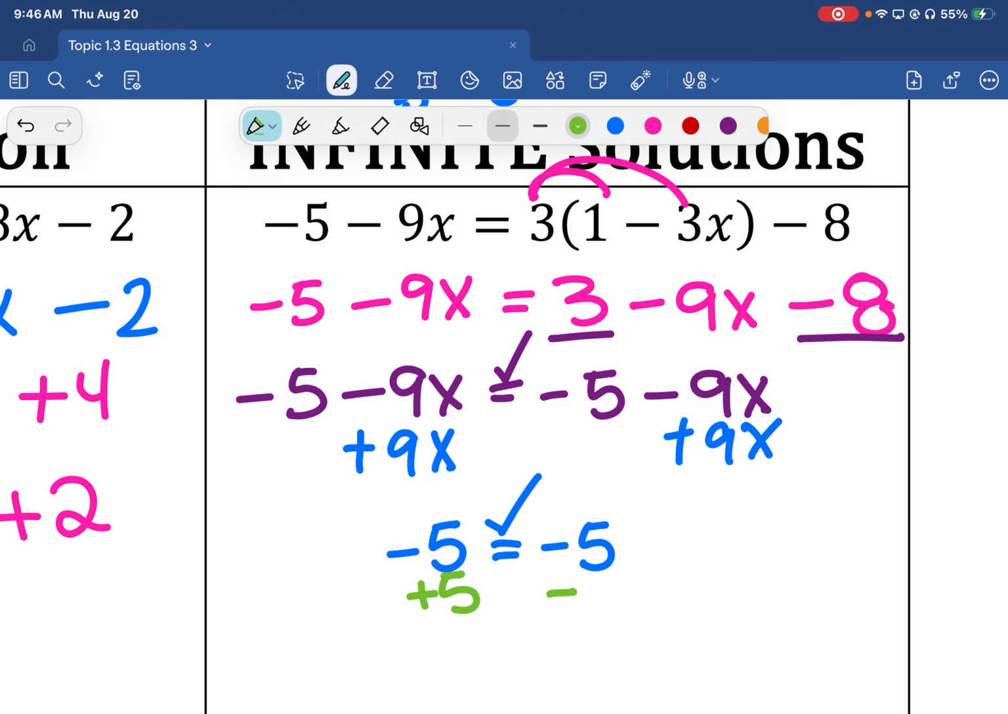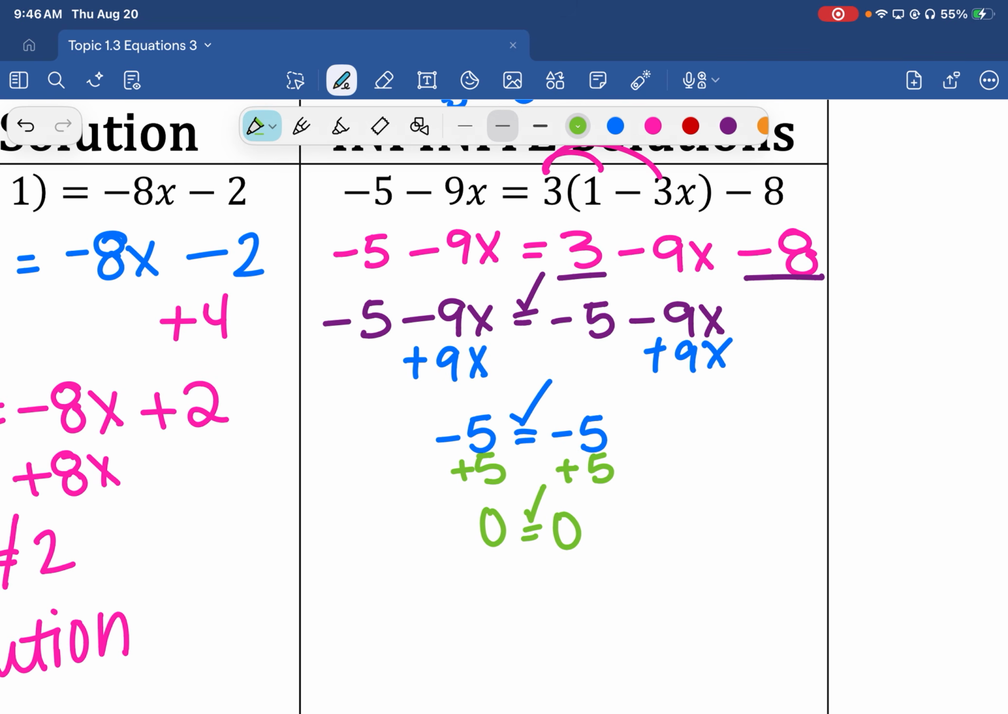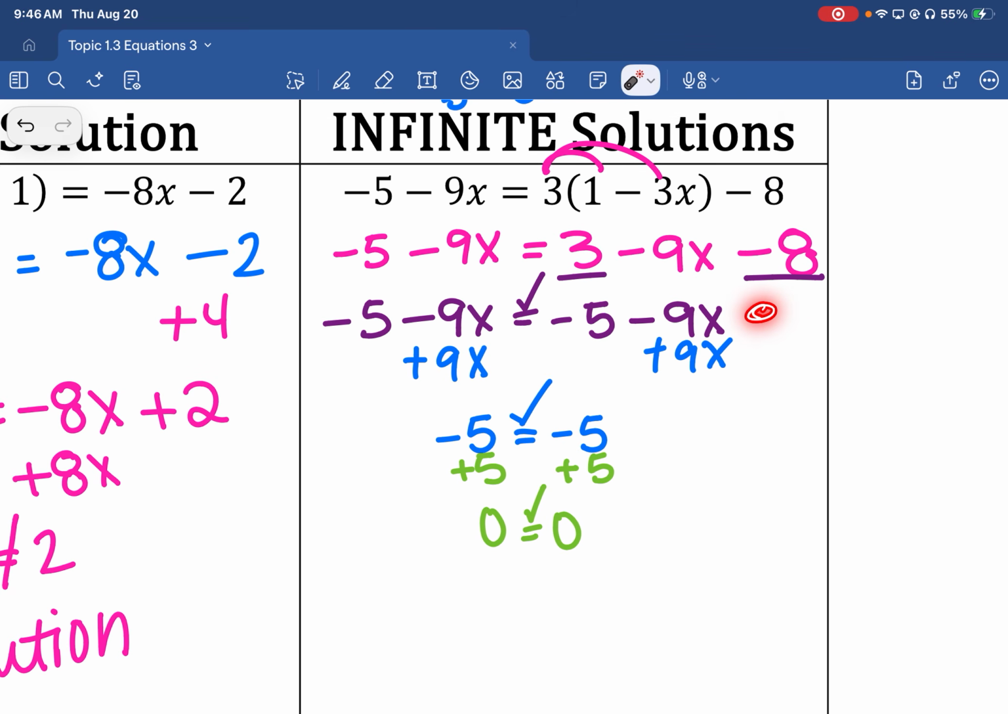Add 5 on both sides. What is negative 5 plus 5? Does 0 equal 0? Yes. Okay, at any one of these points, as soon as you see it is the exact same, written the exact same, set up the exact same, everything is the exact same, you can make the call that it has infinitely many solutions, okay?